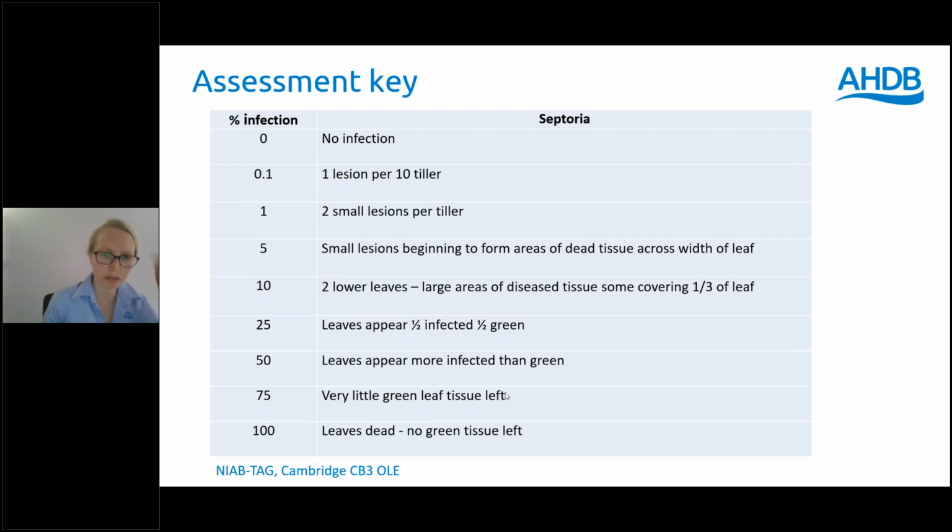50%, leaves appear more infected than green. 75%, very little green leaf tissue left, and 100%, leaves are dead with no green tissue left. Next slide, please.